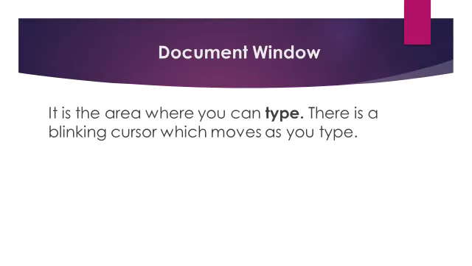Now next is document window. It is the area where you can type. There is a blinking cursor which moves as you type. That means it is the main area where we type our documents.